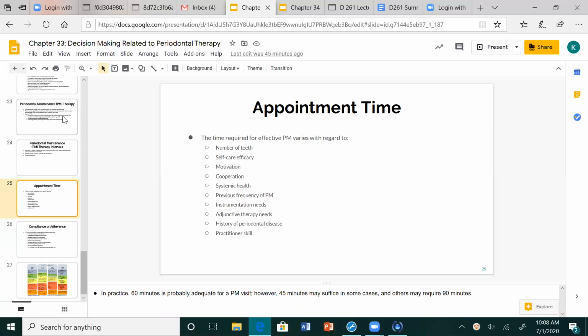And then again, appointment time. My periodontal maintenances are the same time as a prophy appointment. I just don't have x-rays or an exam when I do a periodontal maintenance, okay?